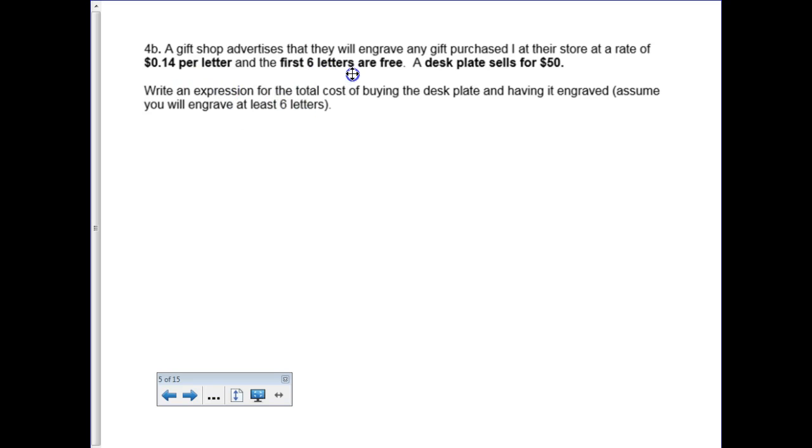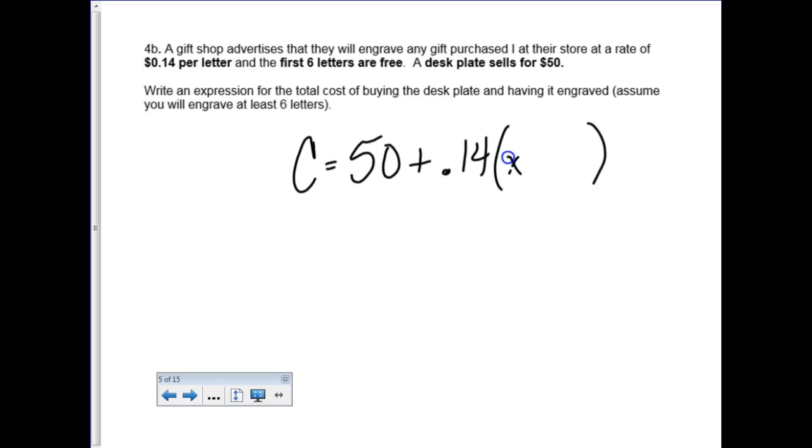All right, a gift shop advertises, and we've seen this question as well. 14 cents per letter, 6 letters are free, and you're going to buy the desk plate for $50. So total cost, you got to buy the desk plate, and then they're going to charge you 14 cents per letter. However, you can't just say times X, because you get 6 of them for free. And all they want you to do is set that one up.